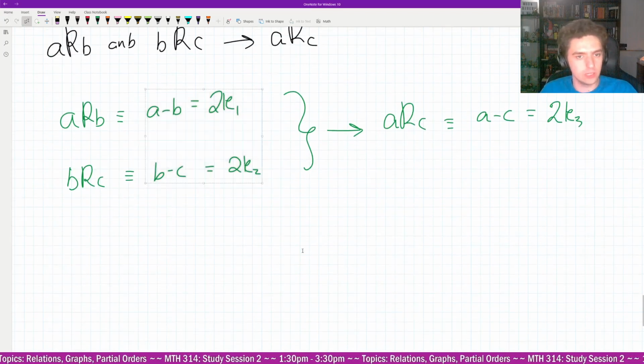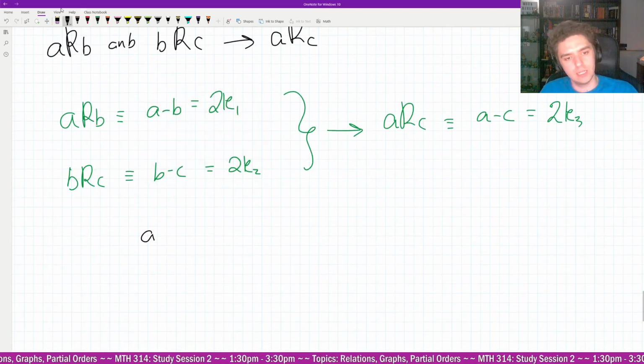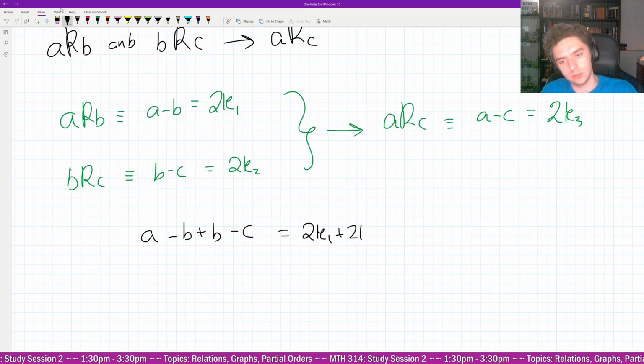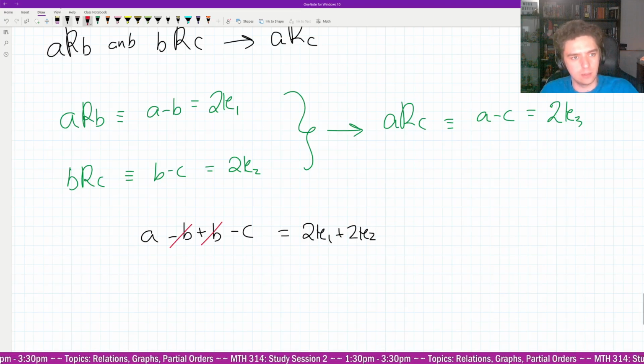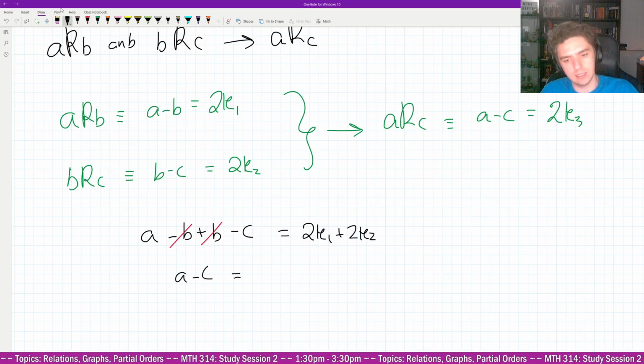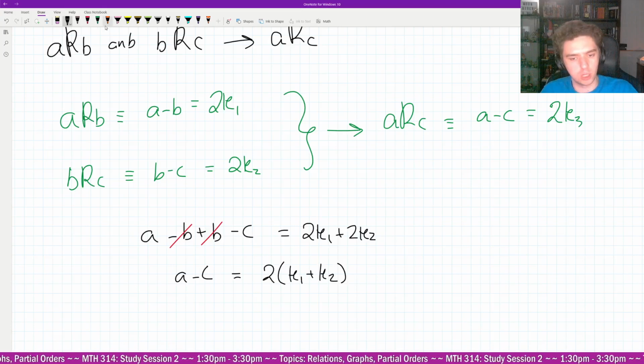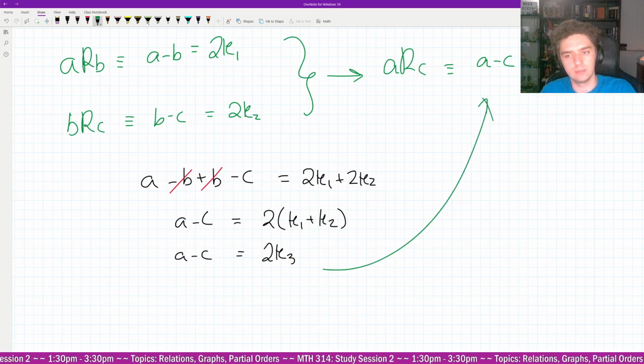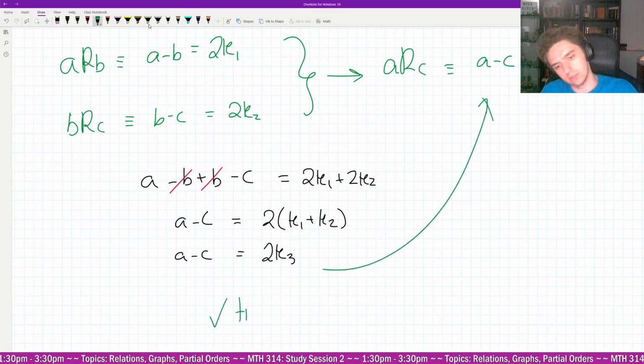We know these are both true, so I can add them together to make a third equation. It's going to be A minus B plus B minus C equals 2K1 plus 2K2, right? Then we get that A minus C equals 2(K1 plus K2). Just call K1 plus K2 equal to K3. So A minus C equals 2K3, which is exactly what we were trying to get. So yes, it is transitive.